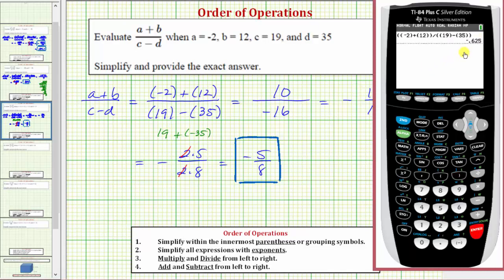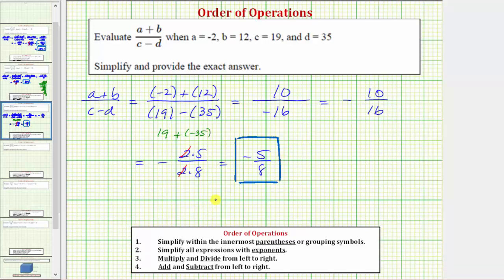Notice how it's giving us a decimal value. To convert to a fraction, we press Math, Enter, Enter, verifying -5/8 is correct. I hope you found this helpful.